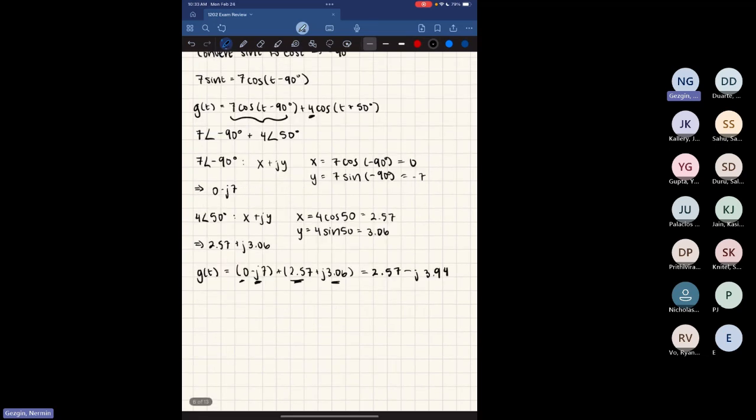So we have to convert this back into phasor. To do this, r is equal to, you take the x component, which is 2.57, and you square that. And then you take the y component, which is negative 3.94, and you square that as well.